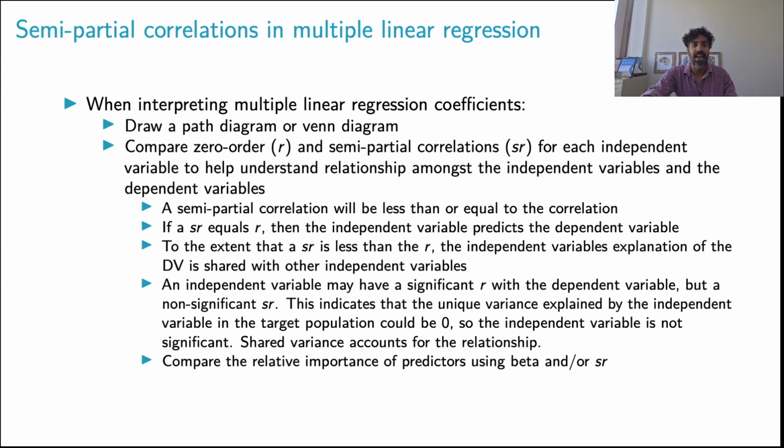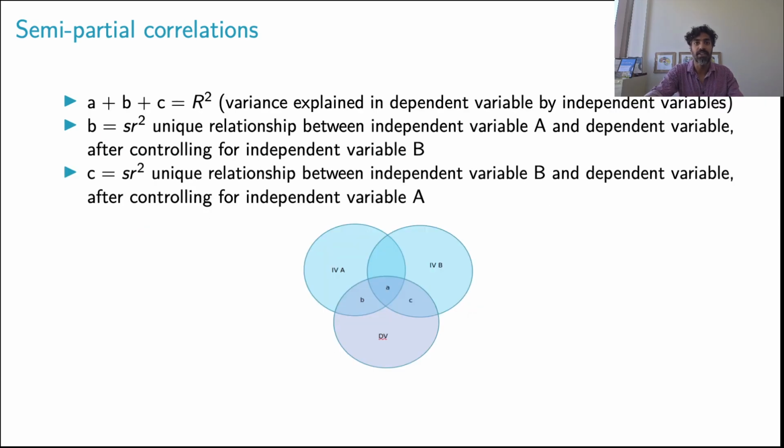So if a semi-partial correlation equals the correlation, then the independent variable predicts the dependent variable, right? And so I'll give you some examples of what this means in a second. So if the semi-partial correlation is less than the correlation, the independent variable's explanation of the dependent variable is shared with other independent variables. So here's an example, right?